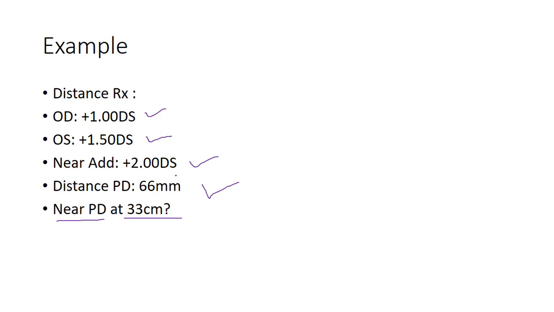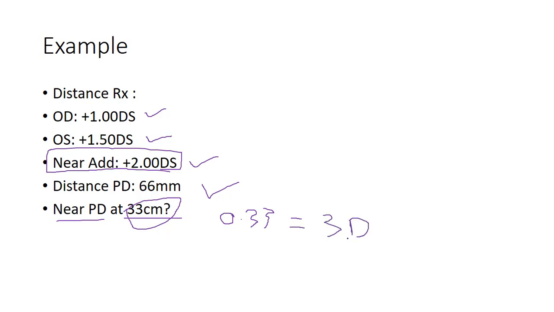You must remember that this rule is independent of the amount of near addition. It only depends upon the near reading distance. So here we have a distance of 33 centimeters, which in meters is equal to 0.33, and when I take the inverse of it, I will get 3 diopters. So dioptric demand here is 3.